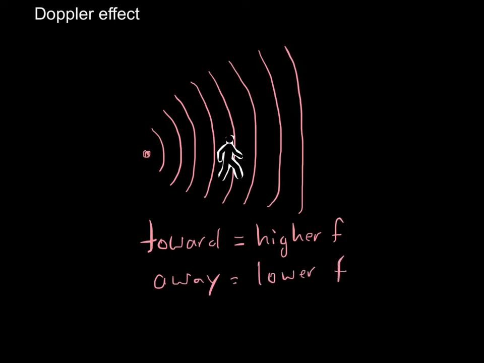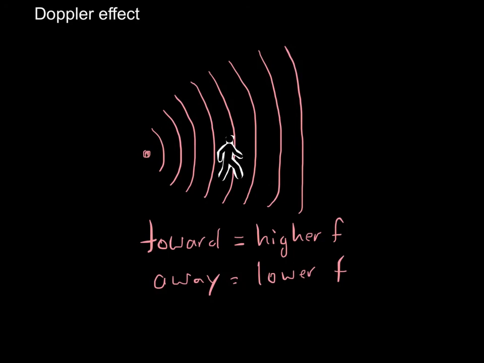You can hear this effect a lot. Probably the most common place you've heard it is with maybe a siren going down the street, right? As it comes towards you, it sounds like it has a high pitch, a high frequency. And as it moves away from you, it has a lower frequency or a lower pitch, right? Frequency and pitch are kind of the same thing.